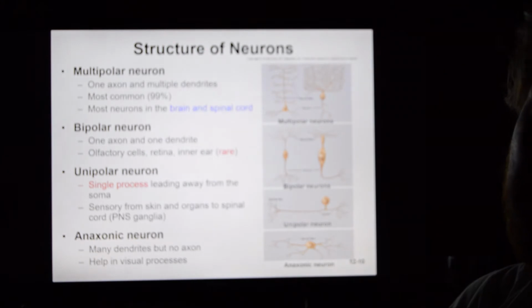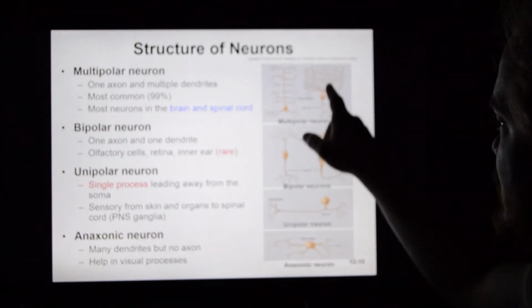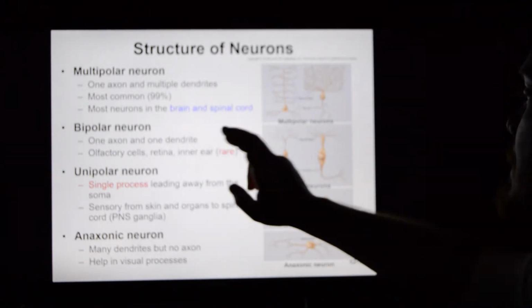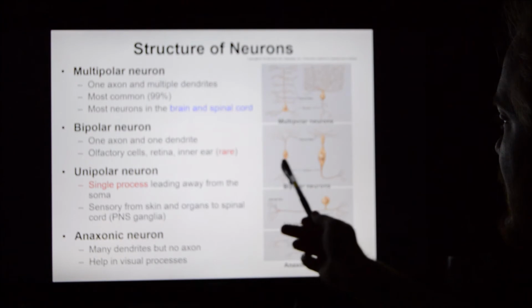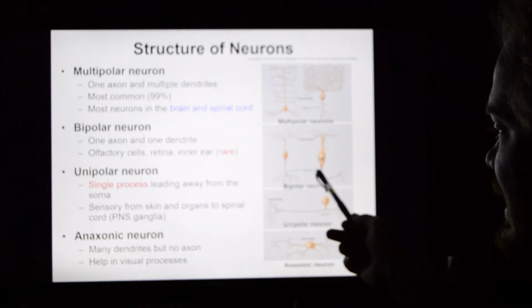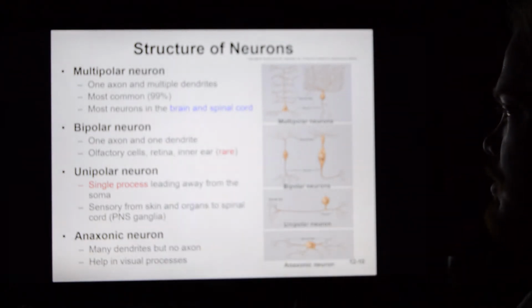99% of neurons in the body are multipolar neurons. So these are very, very prevalent. And this is what your general neuron looks like from our perspective. Bipolar neurons are much more rare. Bipolar neurons will have a dendrite and an axon is the way we think about this. A single dendrite and a single axon make a bipolar neuron.